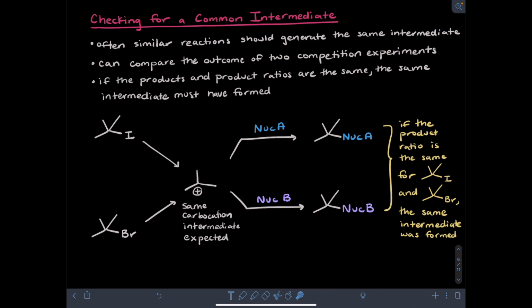If you get the same ratio of your two products, starting with either the alkyl iodide or the alkyl bromide, that suggests that both reactants formed the same intermediate, and then it underwent two separate reactions from there. If you did not observe the same products in the same ratio, it would suggest that you had not formed the same intermediate from your two similar reactions.